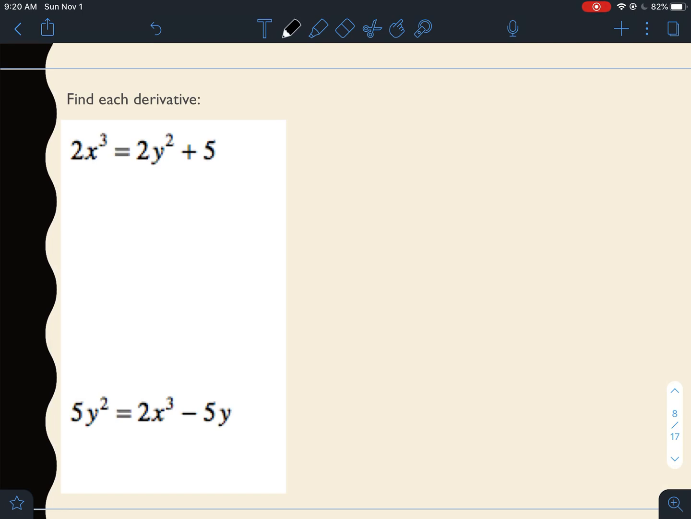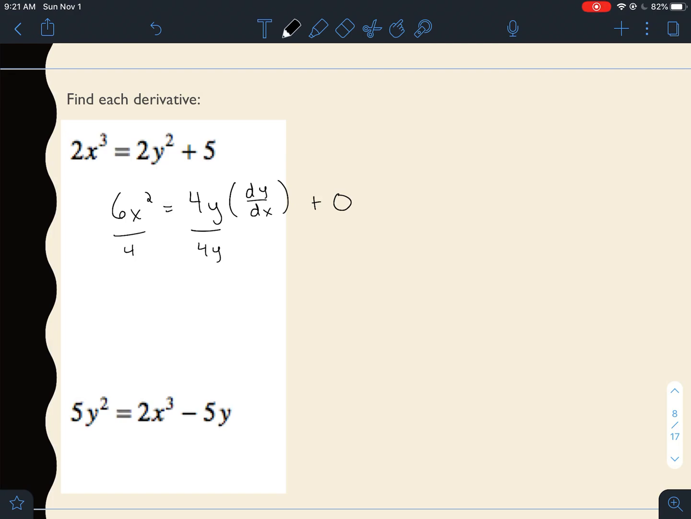So again, we take the derivatives like normal, and if it's a y term that we're taking the derivative of, we take its derivative and then multiply by dy over dx. So the derivative of this would be 6x squared equals the derivative of 2y squared, which is going to be 4y to the first, and then times the derivative of y, so times dy over dx, and then the derivative of 5 is 0.